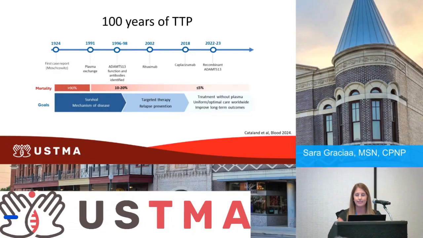In 1996, a von Willebrand cleaving protein was discovered, and it was later identified as ADAMTS13 in 2001. The effectiveness of rituximab was first reported in 2002. And then caplacizumab became the first regulatory approved therapy for TTP in 2018. Most recently, in November 2023, recombinant ADAMTS13 was FDA approved for congenital TTP treatment.